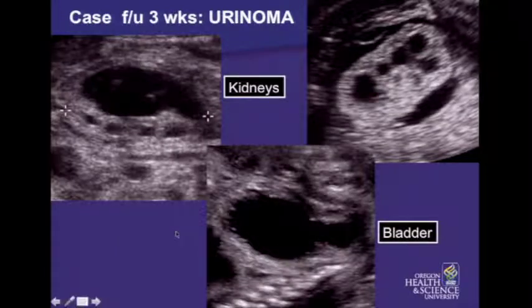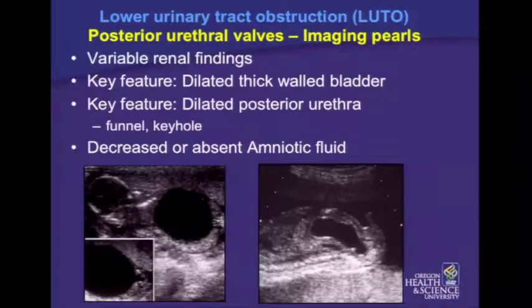Follow up 3 weeks later in this case, once again, you can see the bladder wall trabeculation, dilated posterior urethra, markedly obstructed kidney on the right, and look at the kidney on the left. It is surrounded by fluid because, again, this case has developed a urinoma.